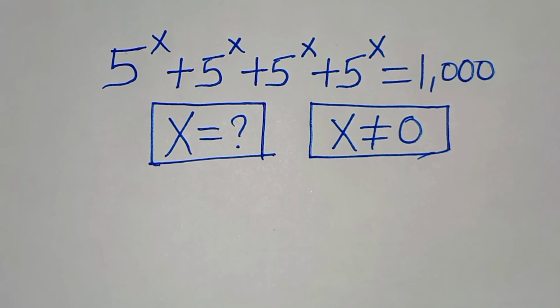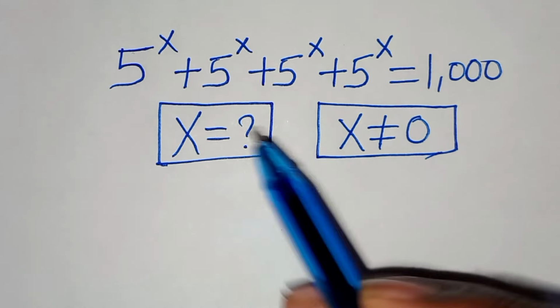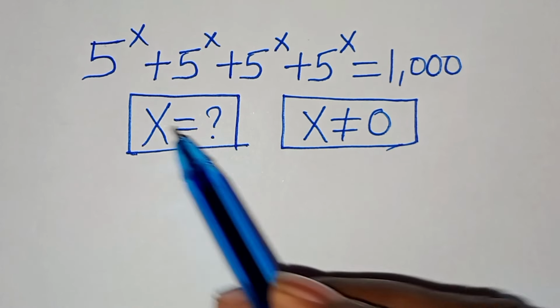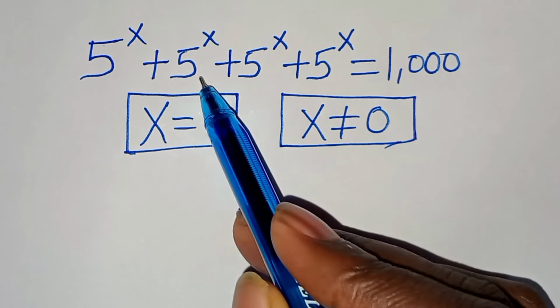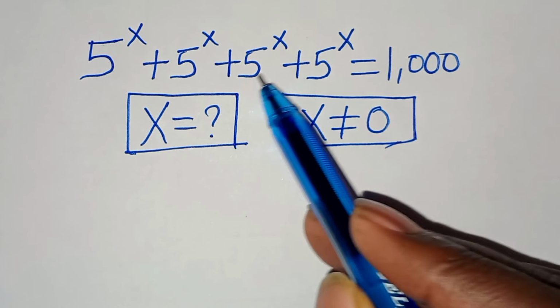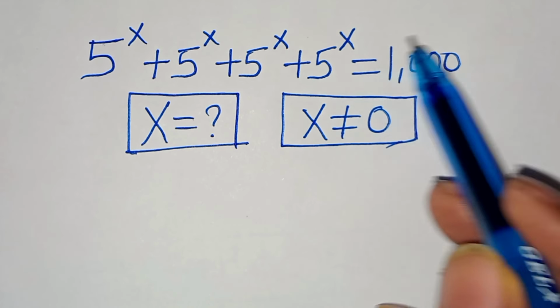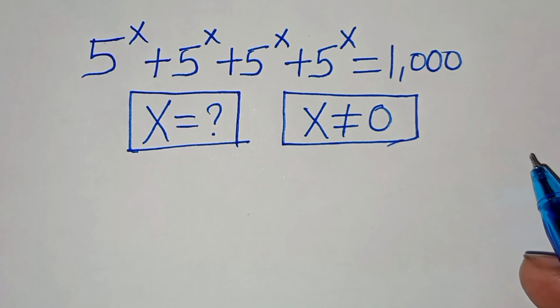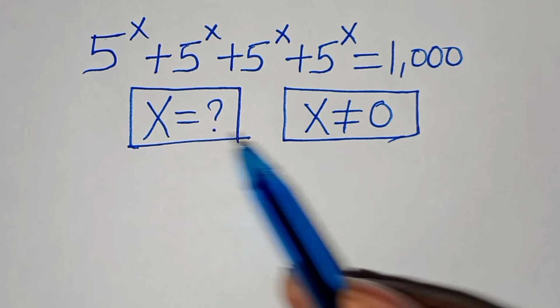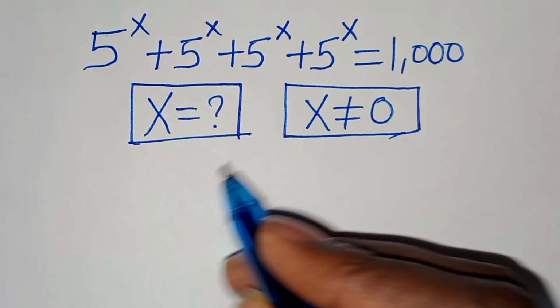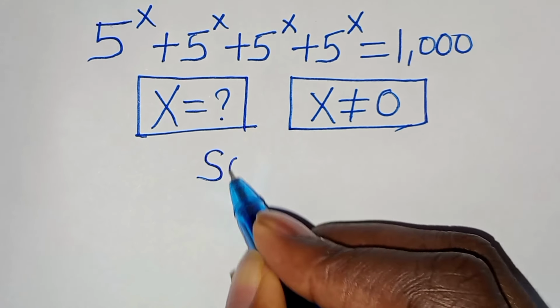Hello everyone, you're welcome to solve this nice exponential equation here, which is 5 to the power of x plus 5 to the power of x plus 5 to the power of x plus 5 to the power of x. This is equal to 1000. What is the value of x given that x is not equal to 0? So let's provide a solution from here.